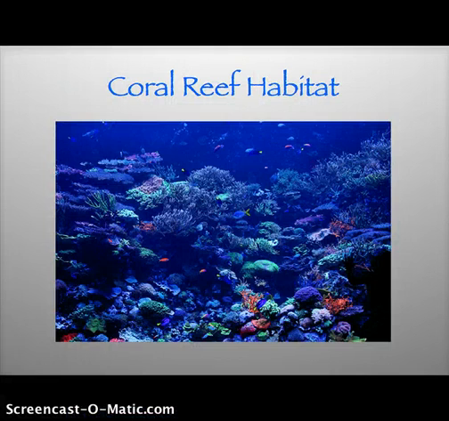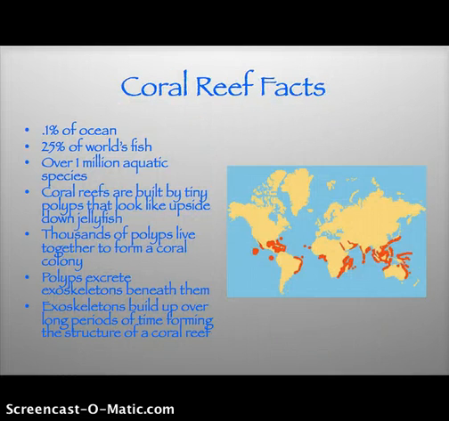This is what a coral reef habitat looks like. Coral reefs are underwater structures that are found all around the world in tropical and subtropical oceans. They are one of the most diverse ecosystems in the world. Coral reefs make up only 0.1% of the entire ocean. That is a very small amount. This small area is home to 25% of the world's fish. That means that over 1 million of the aquatic species live here.